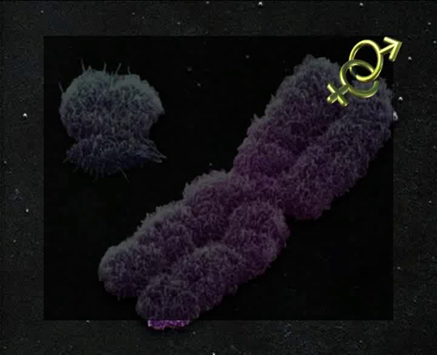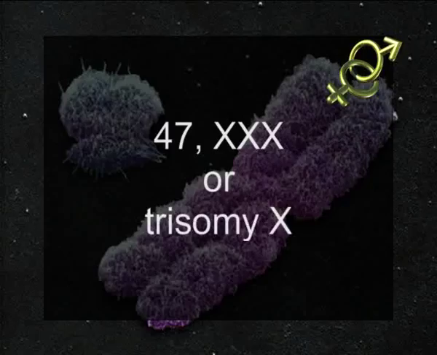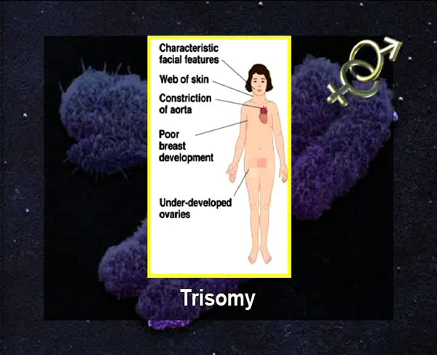Triple X syndrome, also called 47 XXX or trisomy X, is caused by an extra copy of the X chromosome in females. Females with trisomy X have three X chromosomes, for a total of 47 chromosomes per cell. Their stature on average is taller than normal females. They are fertile and their children do not inherit the condition.